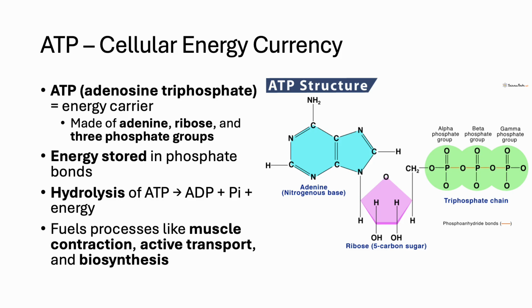ATP, or adenosine triphosphate, is often called the energy currency of the cell. It's a modified nucleotide made up of adenine, ribose sugar, and three phosphate groups. The bond between these phosphates stores potential energy. When a cell needs energy, it breaks one of these bonds in a reaction called hydrolysis, converting ATP to ADP and releasing energy. This energy powers virtually everything in the body: muscle contractions, active transport of substances across membranes, nerve impulses, and the synthesis of macromolecules. Without ATP, cells wouldn't be able to function.